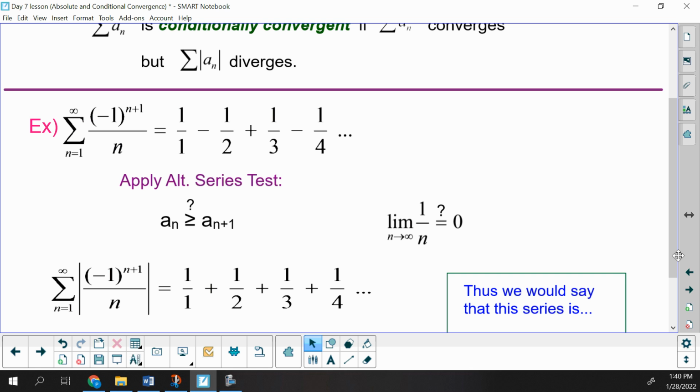Let's see if we can apply the alternating series test. Is each successive term less than the one before it? Well, based on our few terms written out, it looks like that should be good. As n goes to infinity, will our individual terms approach 0? Well, the bottom will get huge, the top will stay as 1, so yes, that is true. So we can say that this converges by the alternating series test.